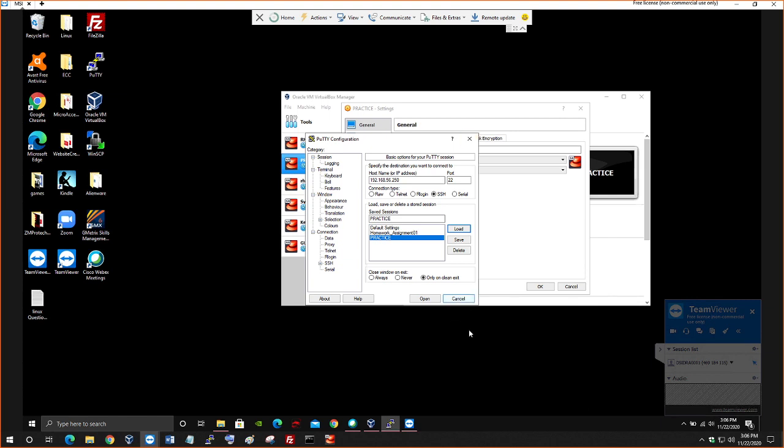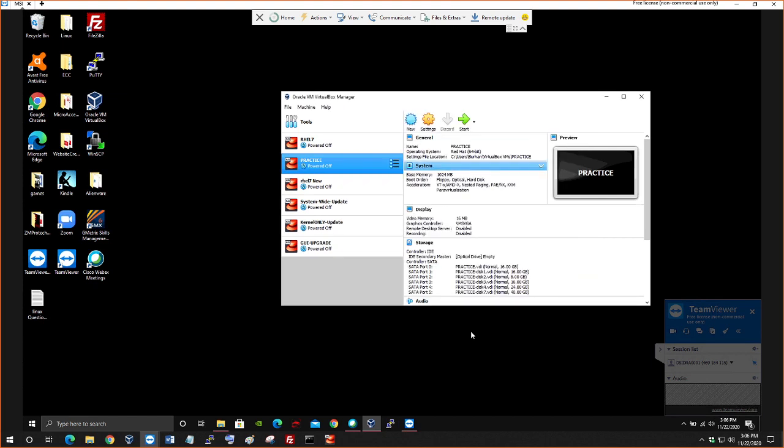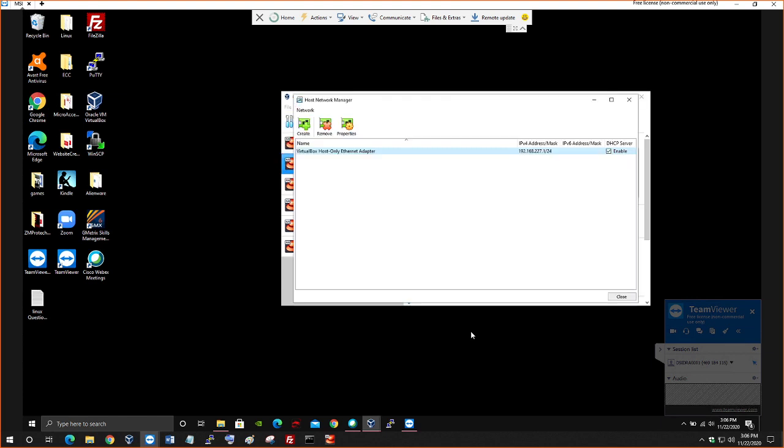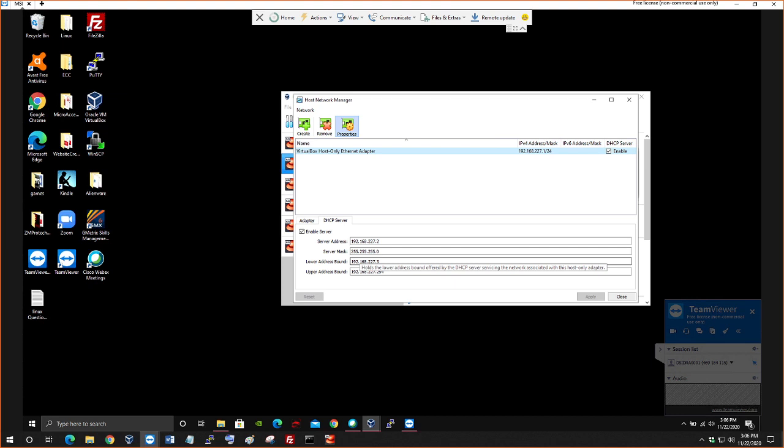So close this. Yeah, click cancel here for now, and then go into file on the top, and then host network manager. Then select and go into properties. Click on DHCP server. Change this on the top to 192.168.56.1.